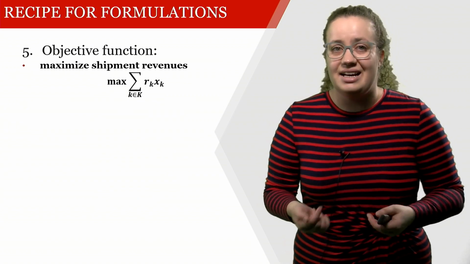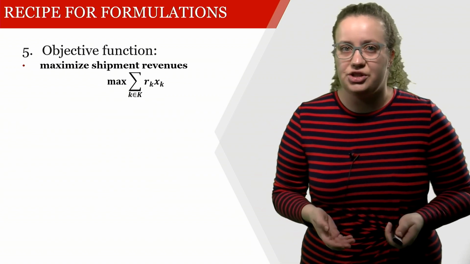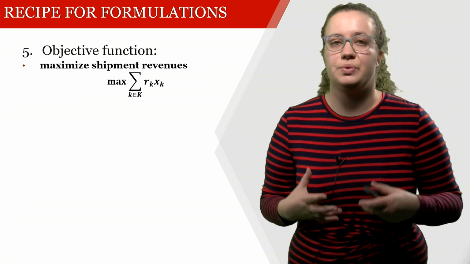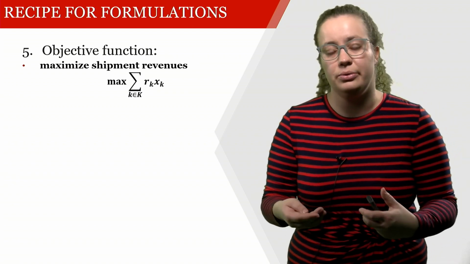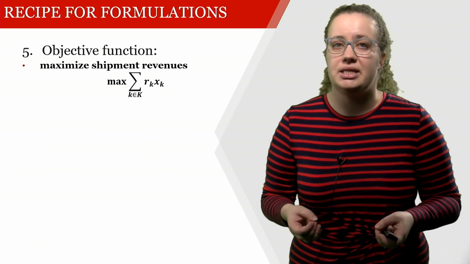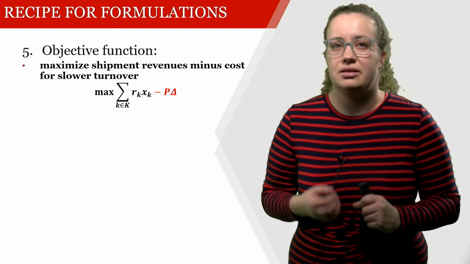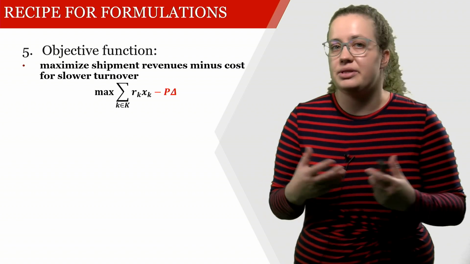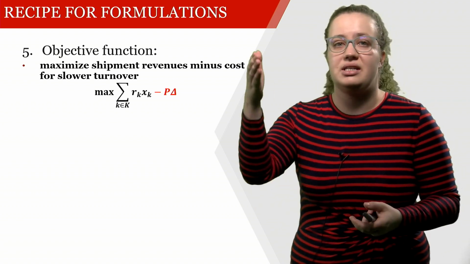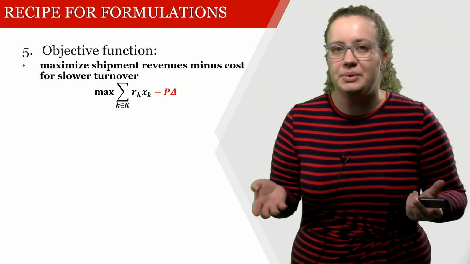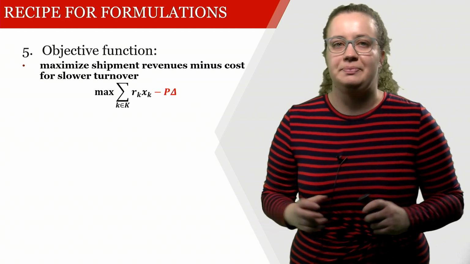And lastly, we manipulate the objective function. So far, the objective function was just maximizing the shipment revenues. But now, of course, we want to maximize the shipment revenues minus the cost for slower turnover. Because otherwise, we would always set our delta to infinity and be done with it, which is clearly not what we want.